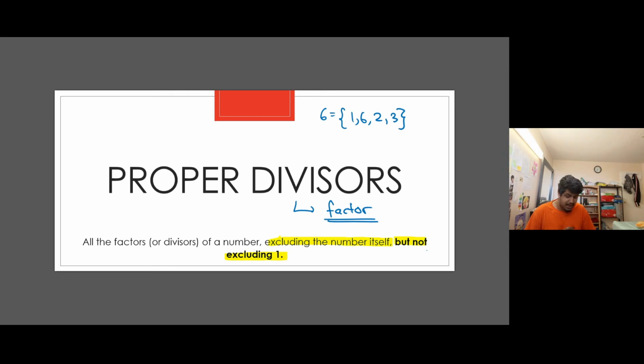What we need to do now is take these, 1, 6, 2, 3, and figure out which are the proper divisors. All the proper divisors are everything here except the number itself. So we're going to kick 6 out, and the proper divisors of 6 are going to be 1, 2, and 3. Okay? So that is the concept of proper divisors.